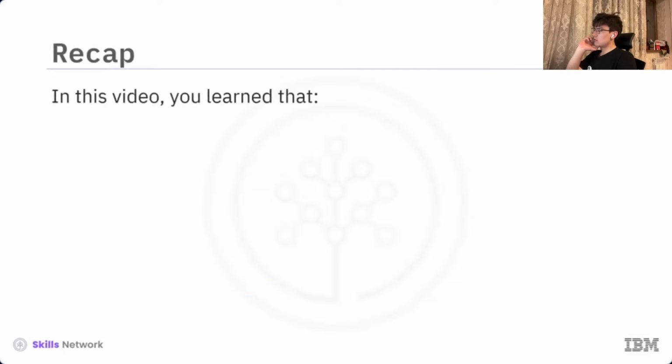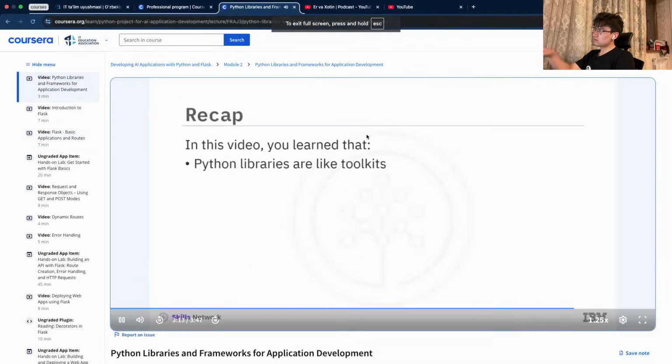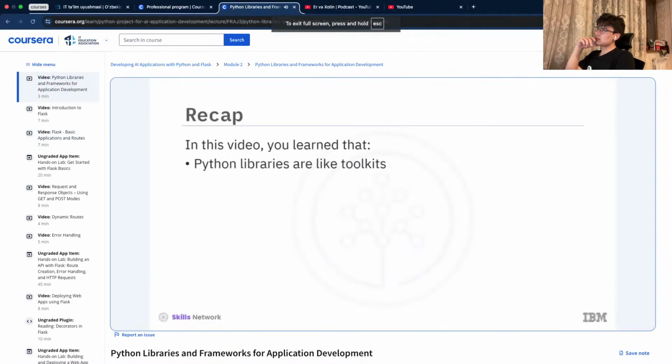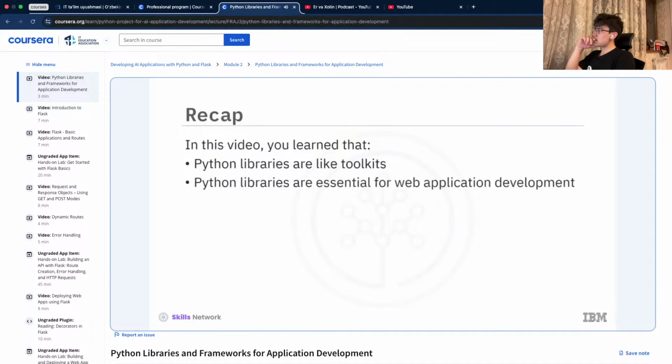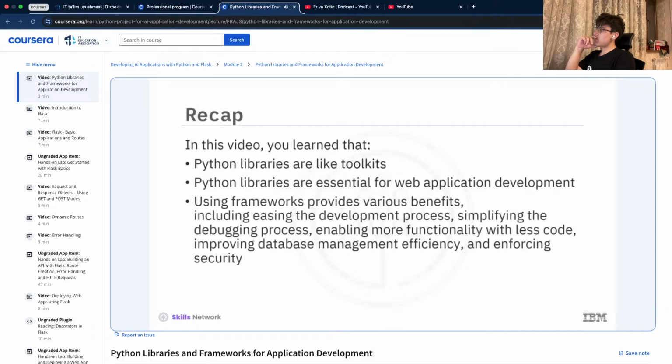In this video, you learn that Python libraries are like toolkits. Each library has specific tools to simplify and expedite certain programming tasks. Frameworks are predefined structures for application development. Using frameworks provides various benefits, including easing the development process, simplifying the debugging process.